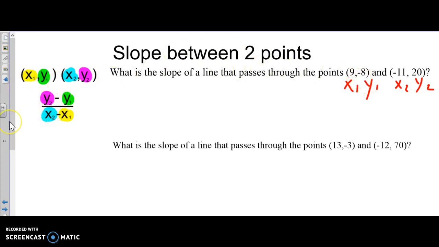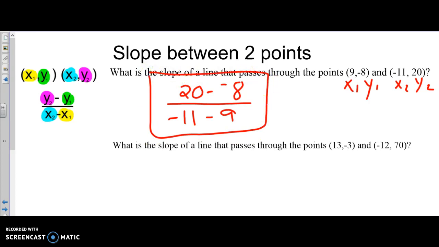Now I need to set it up in the formula. So it says y2, which is 20, minus y1, which is -8, over x2, -11, minus x1, which is 9. To type this in your calculator, you type this whole thing by doing alpha y equals enter, type in the whole numerator, then press the down arrow and type in the whole denominator. And when we type that in our calculator, our slope is -7/5. Now go ahead and try the next one and find out what your slope is.